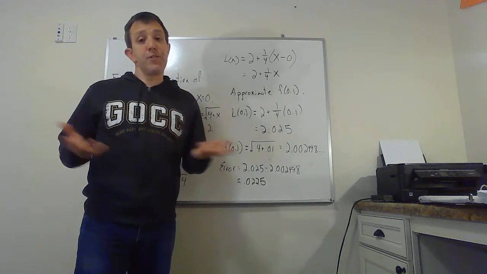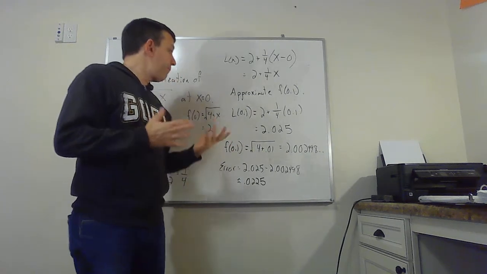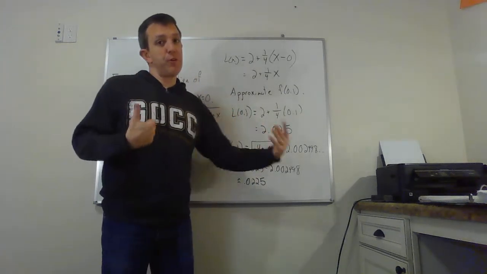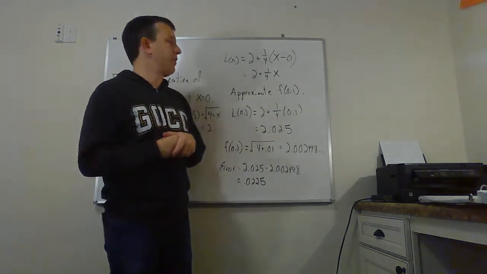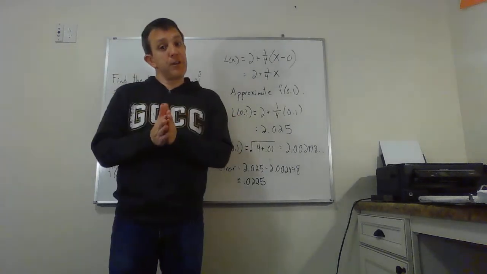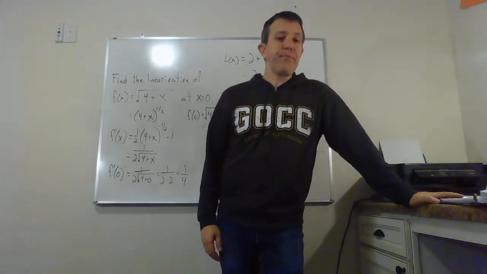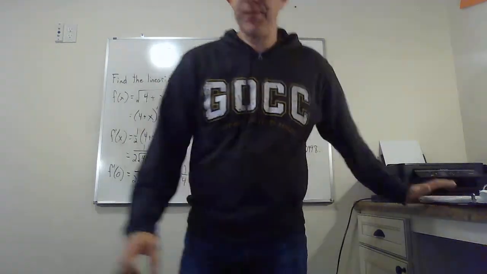So you can see this isn't too far off at this value that's very close to 0. Again, if we got farther away, the linearization isn't going to do as good of a job. So 0.1, that's pretty darn close to 0. Far away, they wouldn't do as nice of a job. All right, next up, differentials.